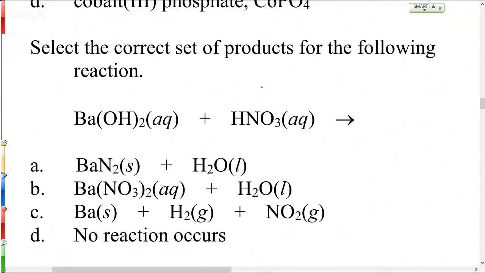So the best answer here is going to be B. We're recognizing that we've got an acid and a hydroxide, which is a base. So if we do the regular double displacement trade-partners thing, we're making water and barium nitrate. So B is the best answer here.